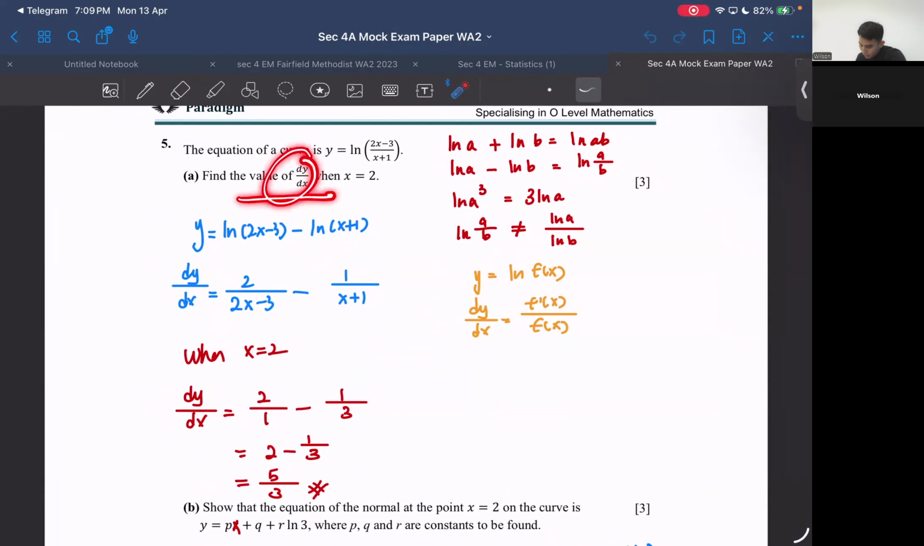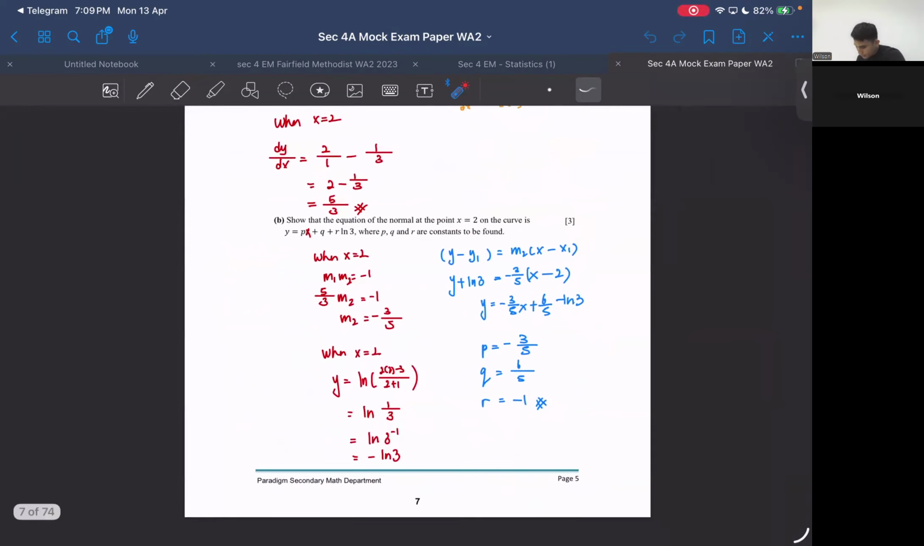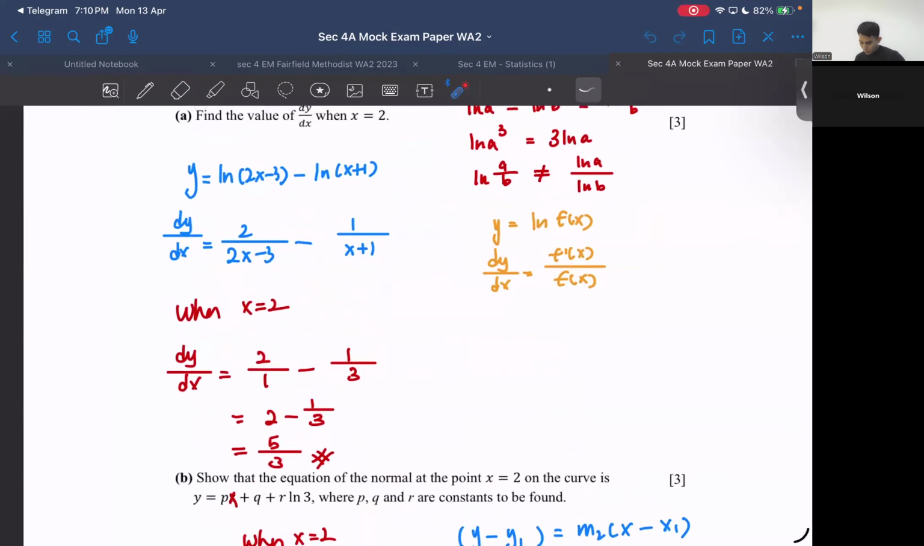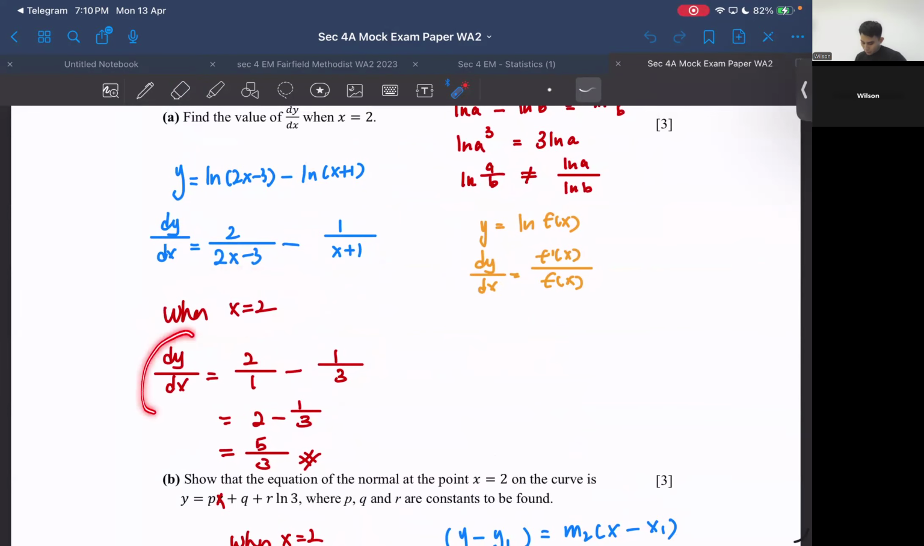Find the value of dy over dx when x equals 2. So the first thing we have to do is separate them out. Separate them out, then you go and differentiate accordingly. This one is page 7. Page 7 over here. Right? Okay, so when you sub in x equals 2, your dy over dx is 5 over 3. Okay, so if you got this correct, give yourself a tick.